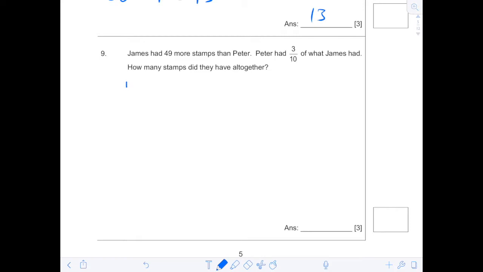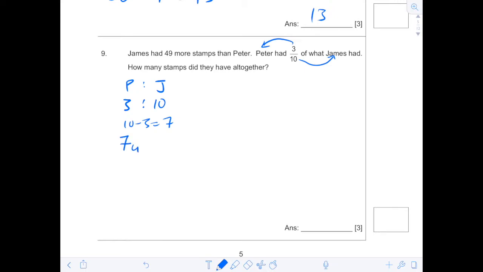So we know that Peter and James. Alright, Peter had 3/10 of what James had, which means James would have 10 units. Okay, these 10 units belong to James. These 3 units belong to Peter. Okay, so once you have this, next we can find the difference between these two. So we got 10 minus 3 equals 7, and this 7 units is actually the difference.